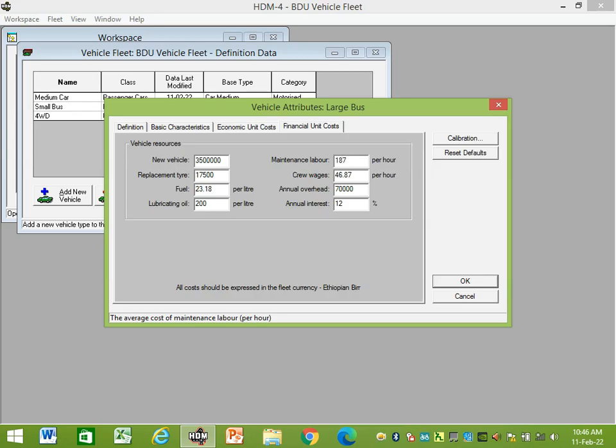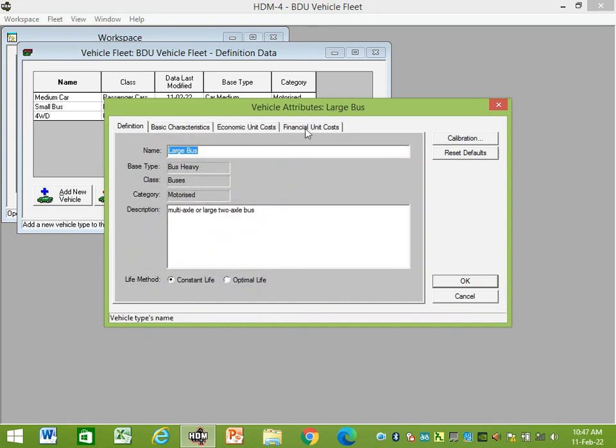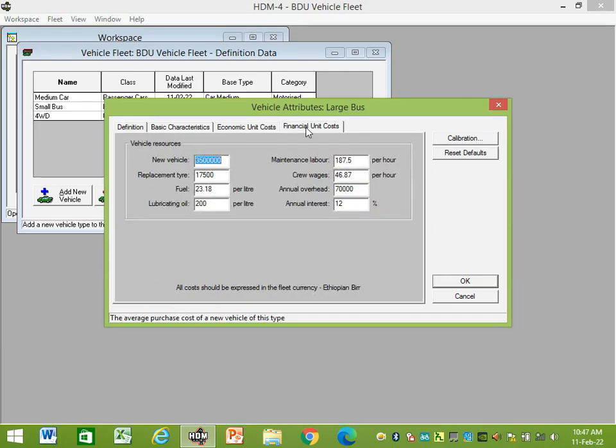This is the financial 187.5, economical 156. Okay, very good, thank you. Good. So you are following basic characteristics, financial unit cost.